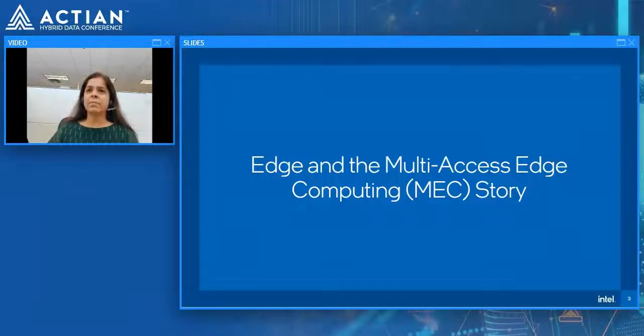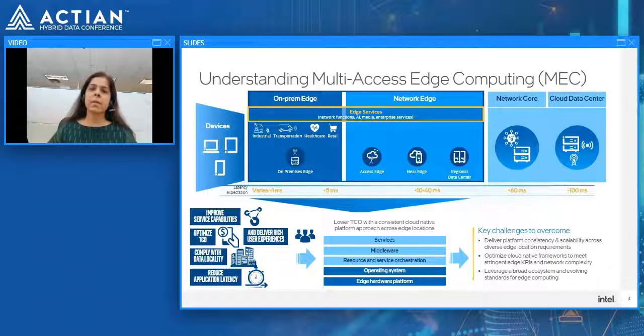So let's dive in. Let's set the stage by understanding the multi-access edge computing paradigm. This slide gives us a typical telco deployment landscape, starting from the on-premise edge, which is closer to the end-user devices or IoT devices, followed by the network edge, which is representative of the regional central offices or the next-generation central offices, followed by the central office, that is a network core, and finally the cloud data center.